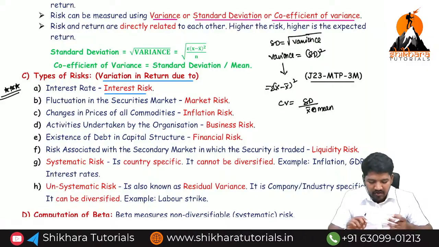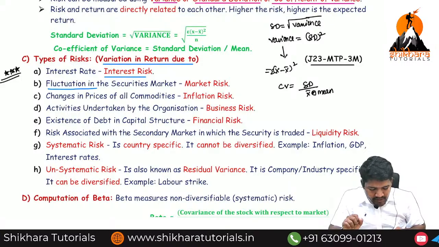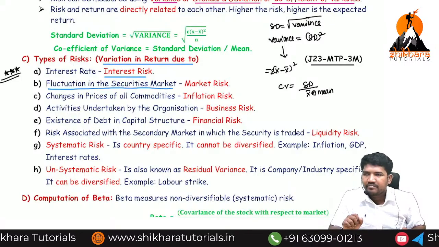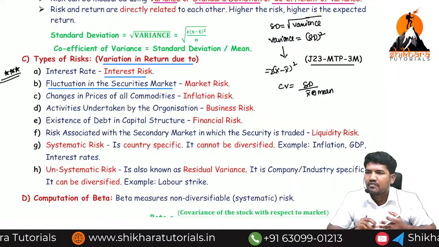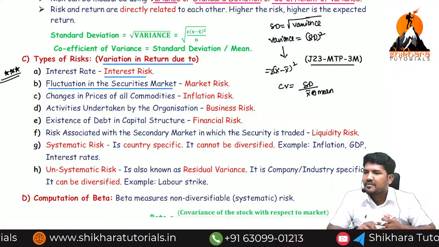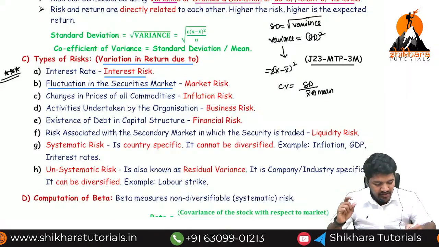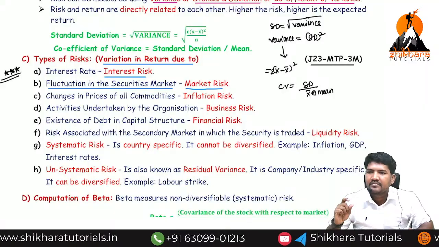Actual outcome is not the same as expected outcome because of fluctuations in the security market. Because of what, sir? Fluctuations in the security market. Can I use the word security market to mean share market? Are you clear? That risk is known as market risk.